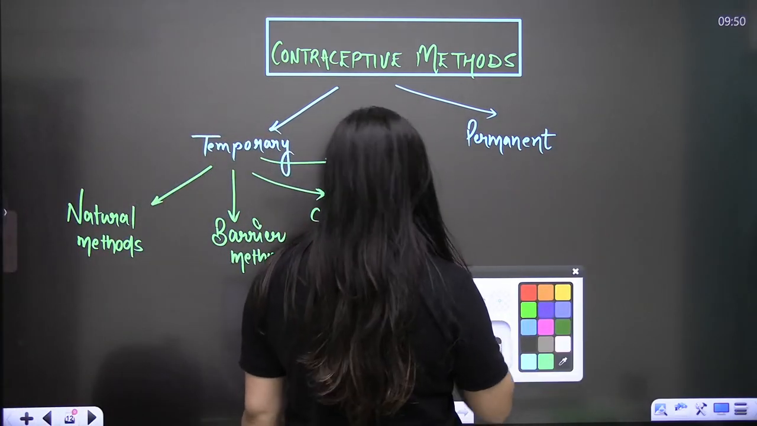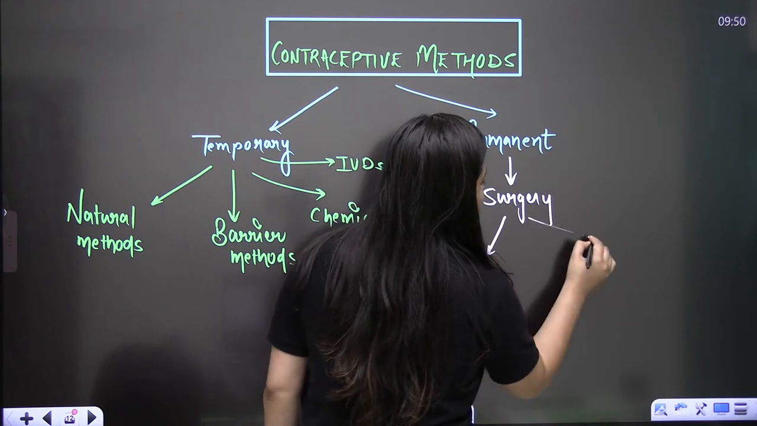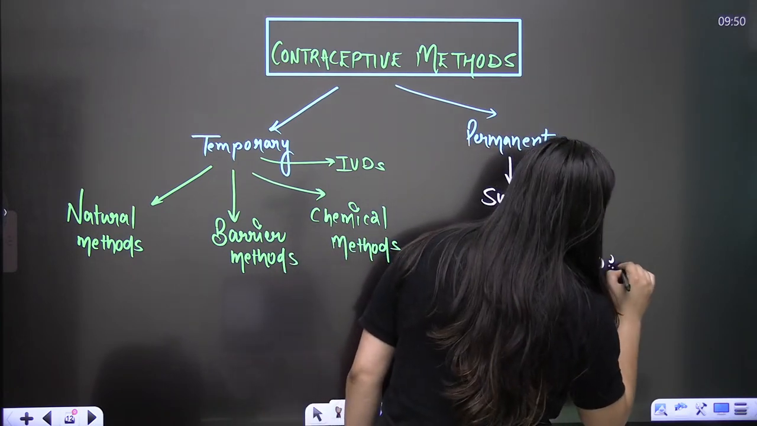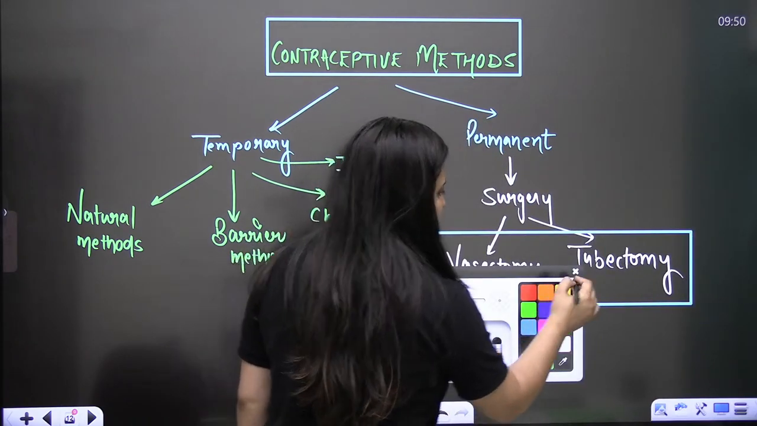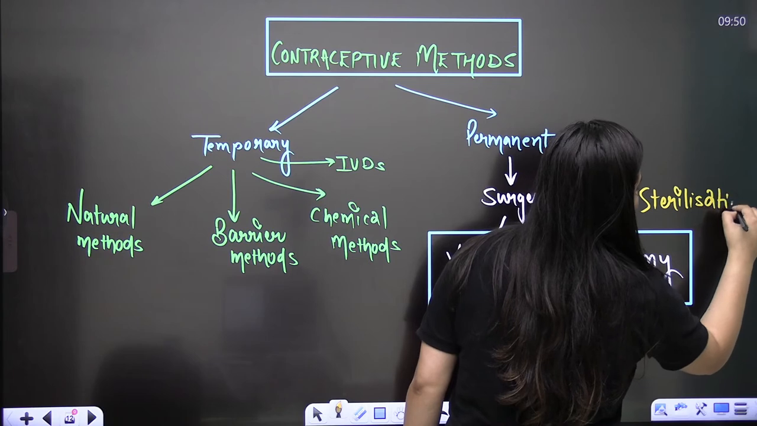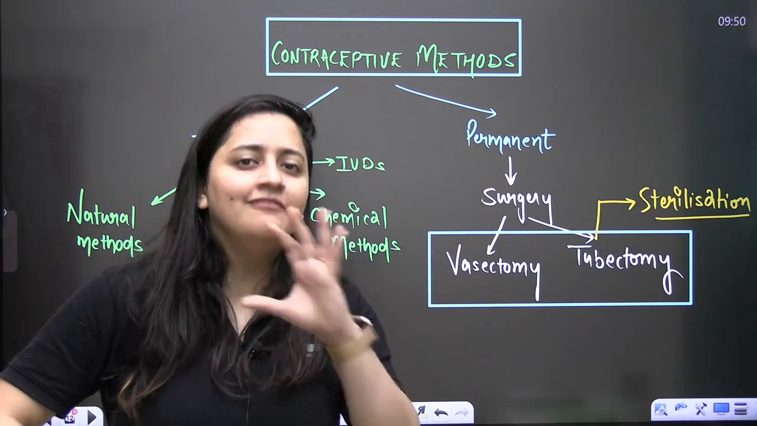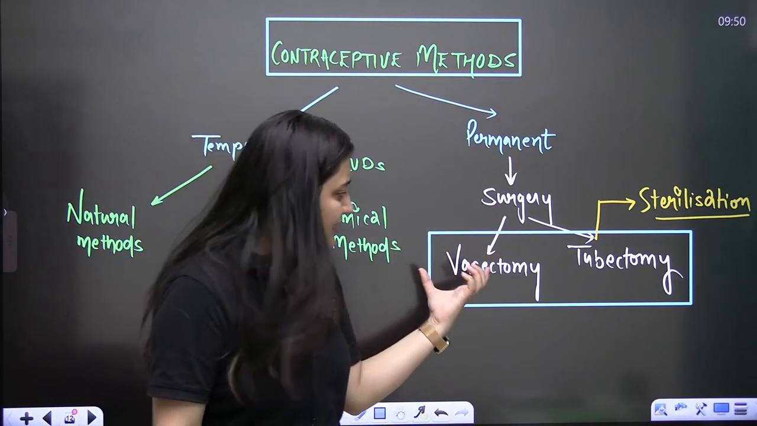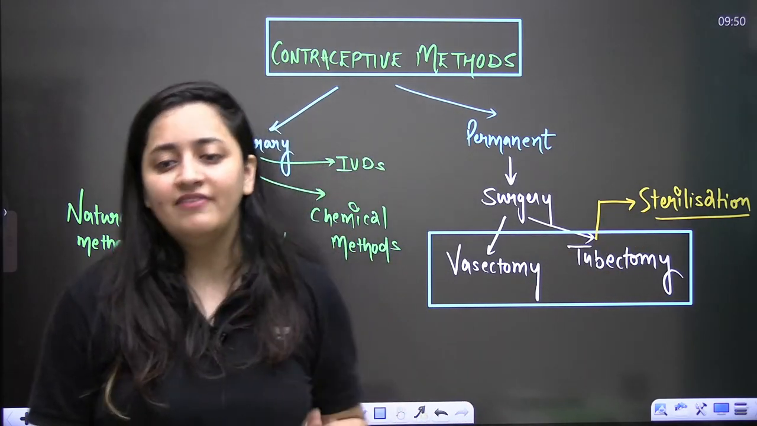But when you talk about the permanent method, there is only one thing, that is surgical methods. Here we have vasectomy and tubectomy. These will result in sterilization, so these methods are irreversible. There is a chance of reversibility, but it is very, very low.